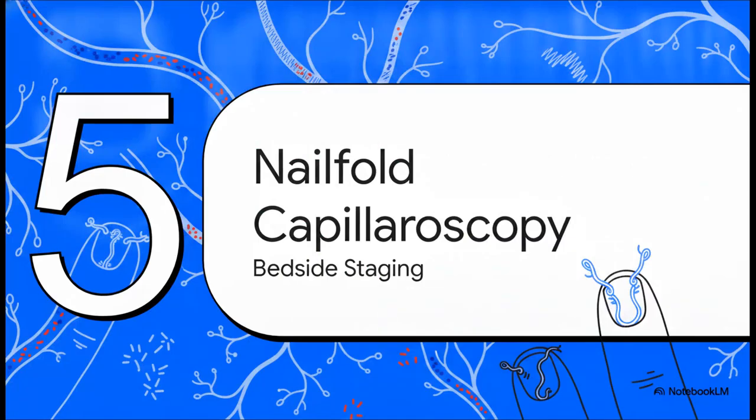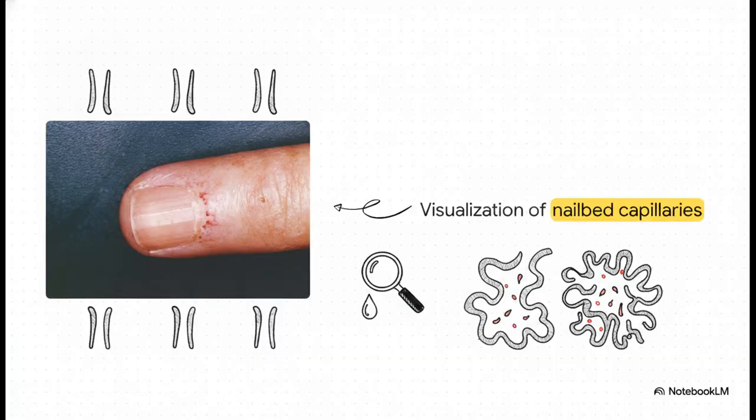Section 5. Staging with nail fold capillaroscopy. Okay, moving from the blood to the bedside. By simply placing a drop of immersion oil on a patient's cuticle and using a low-power microscope, or even just an ophthalmoscope, we can physically see the hidden microangiopathy of the disease happening in real time. It's like a window into their vascular health.